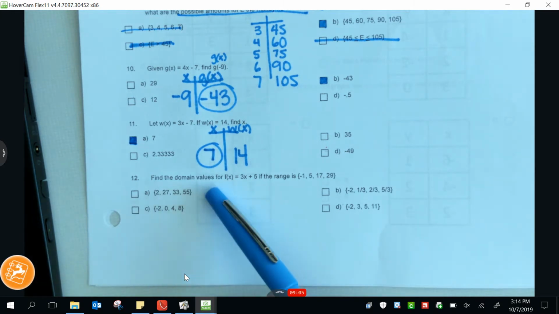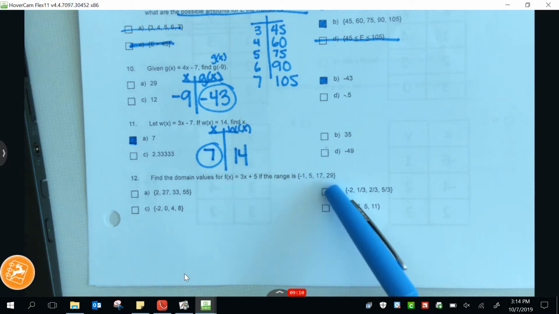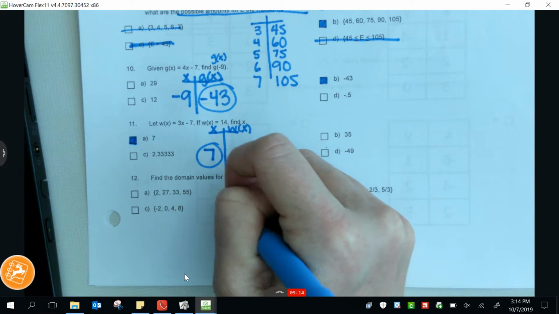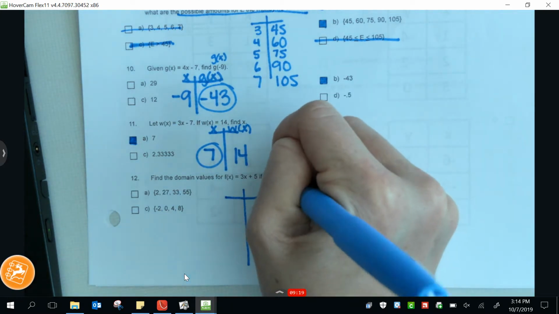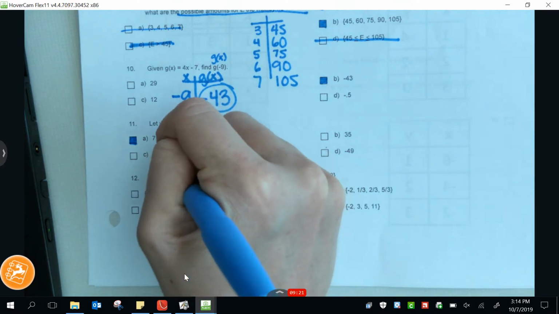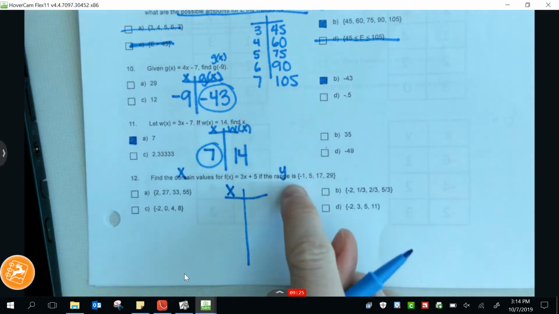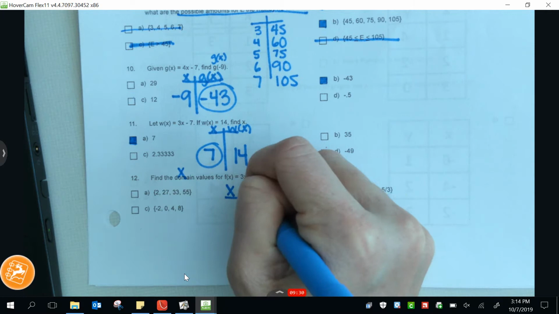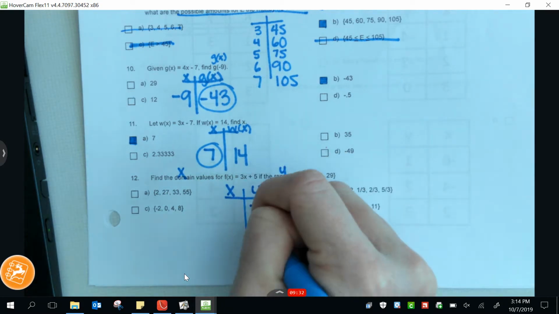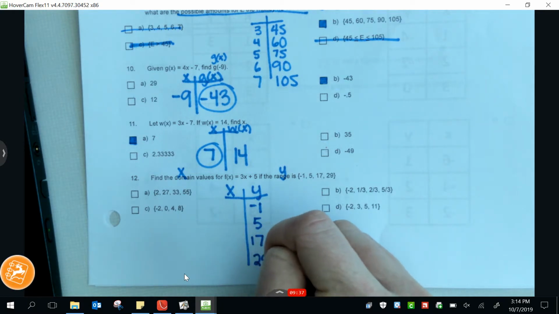Okay, find the domain values for f of x equals 3x plus 5 if the range is -1, 5, 17, and 29. So here's where Dr. XY helps us. Dr. XY tells us range means the y, and domain means x. So we're finding the domain. We're finding x values when our y values are these right here. So I'm going to fill these in for y. -1, 5, 17, and 29.